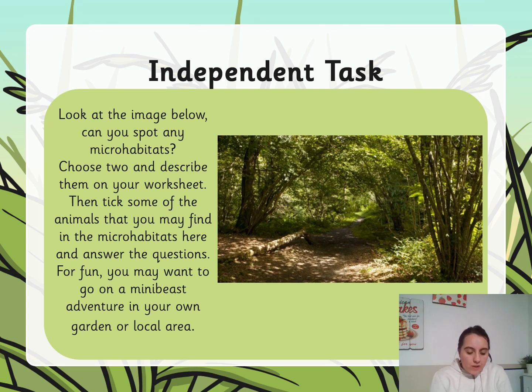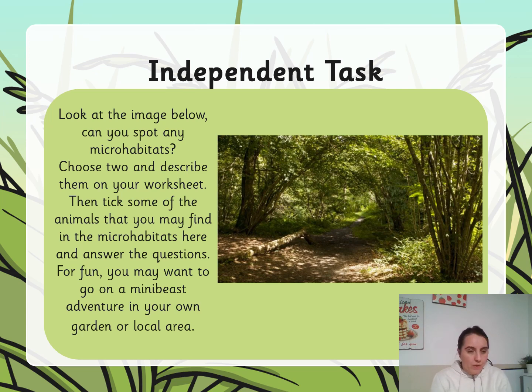So I've chosen the rotting wood as one of my microhabitats and the soil as another one of my microhabitats, okay? So I've said my sentence about rotting wood is this: the rotting wood is a good microhabitat because it is dark and damp, okay? So I'll say that again. The rotting wood is a good microhabitat because it is dark and damp. Okay, so that's my sentence describing my rotting wood microhabitat.